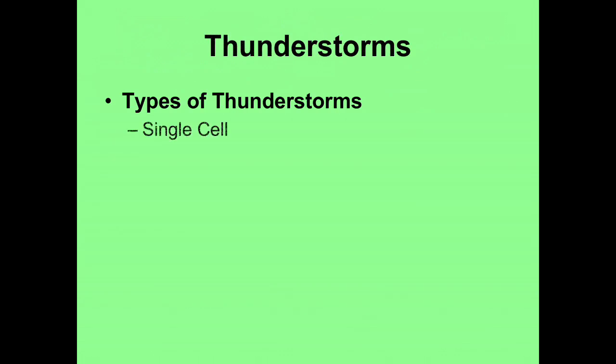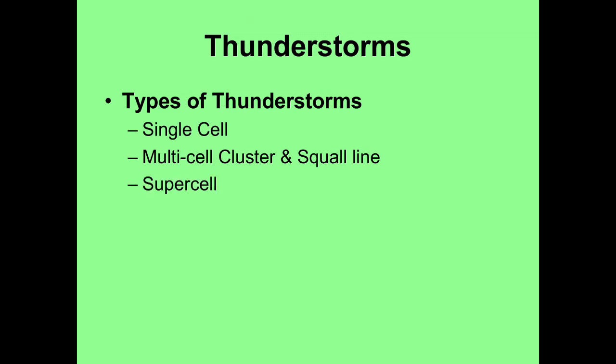So, types of storms. We have single cell, a storm that would be localized, form quickly, and fade away just as quick. Multi-cell, cluster, and squall line. Typically when a cold front's coming through an area, you have a long line of storms. Some are more intense than others. Some places may not have any. A supercell is a very large storm that can create lots of damage with straight line winds, tornadoes, and hail, and cover a large area.